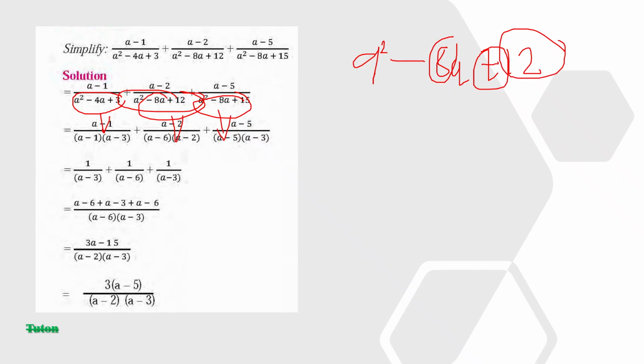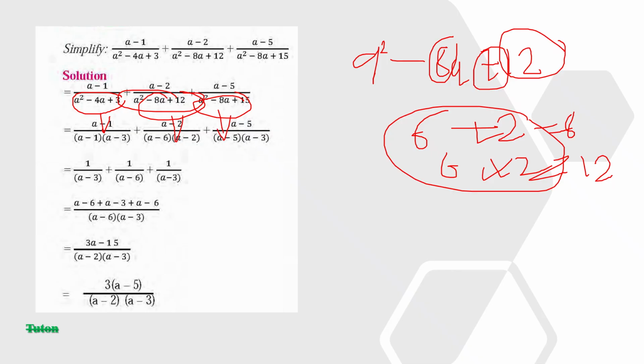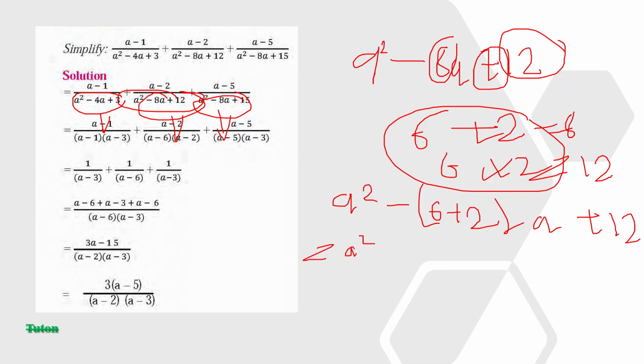Those two numbers would be, let's go on a hit and trial method. 6 and 2 summing up will get 8. 6 plus 2 will get 8, and on multiplying 6 and 2 we will get 12. Then obviously we have our two numbers, 6 and 2. Then after that, a square minus 6 plus 2 a plus 12. Then we simplify it as a square minus 6a minus 2a plus 12.